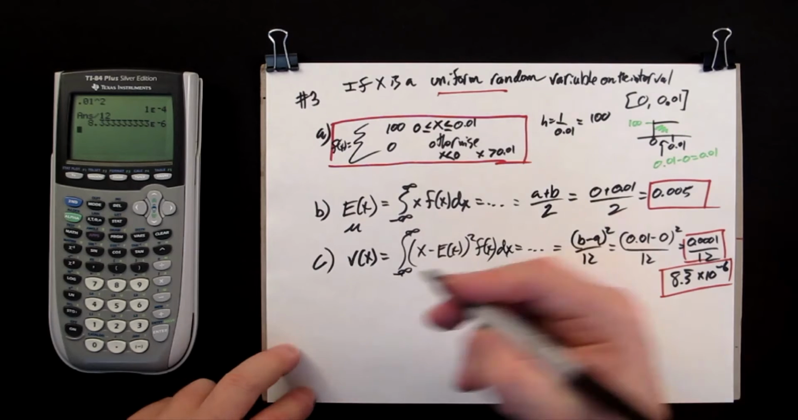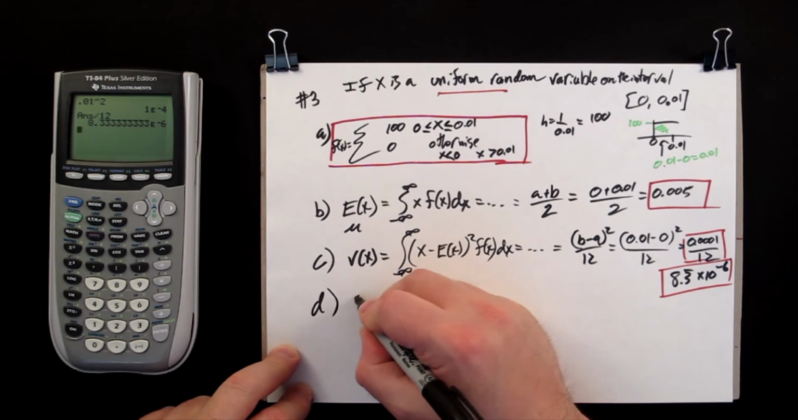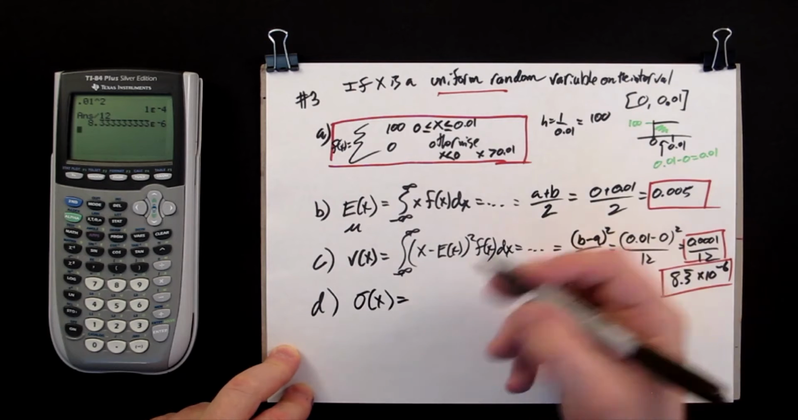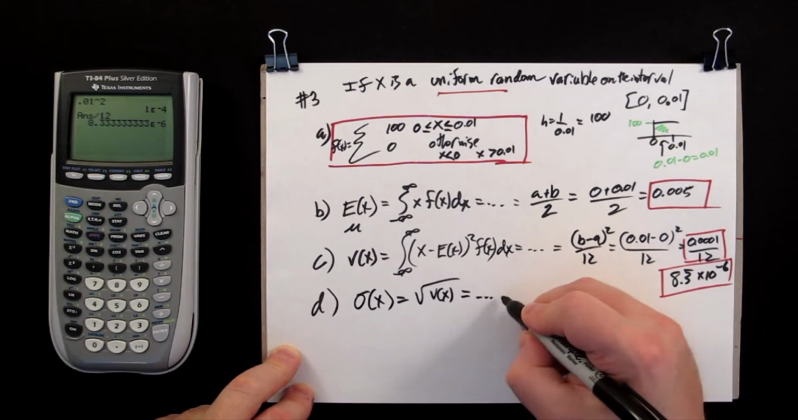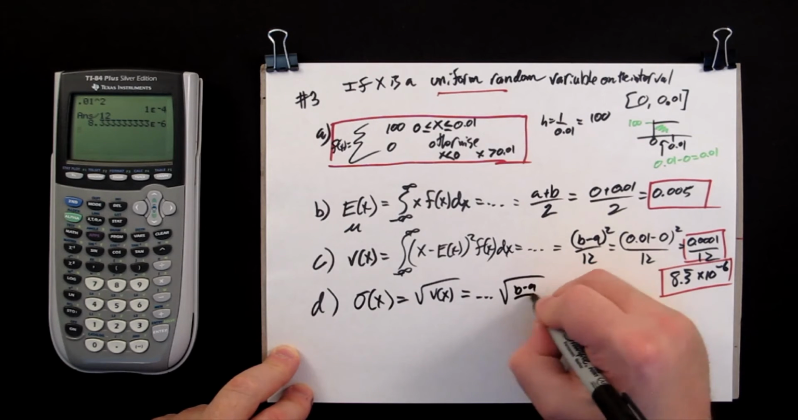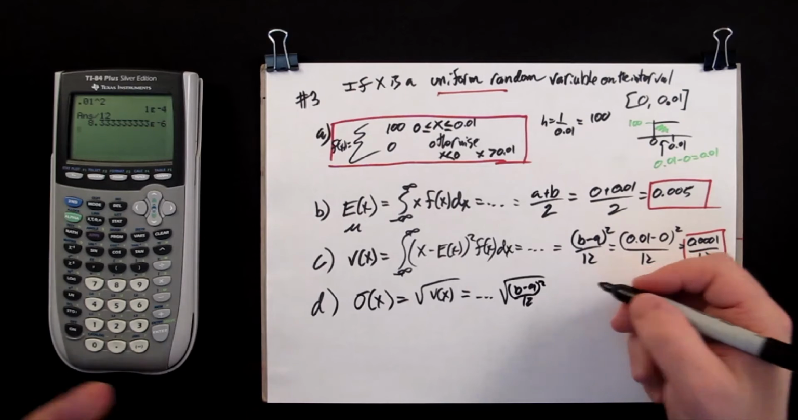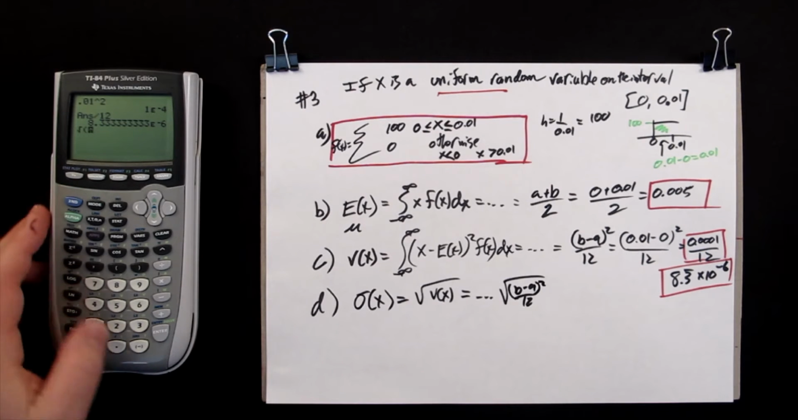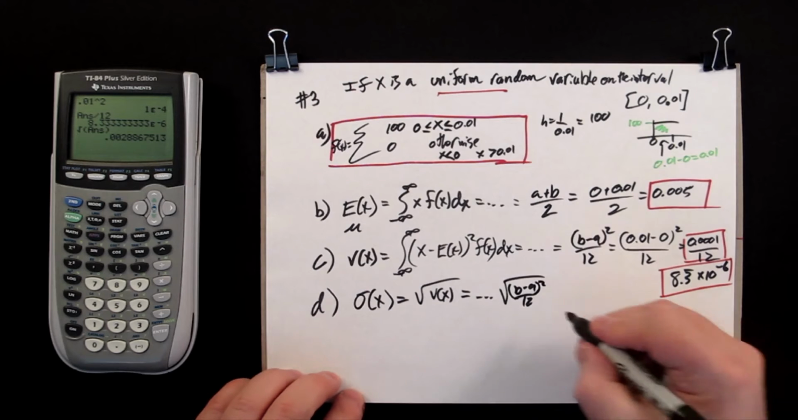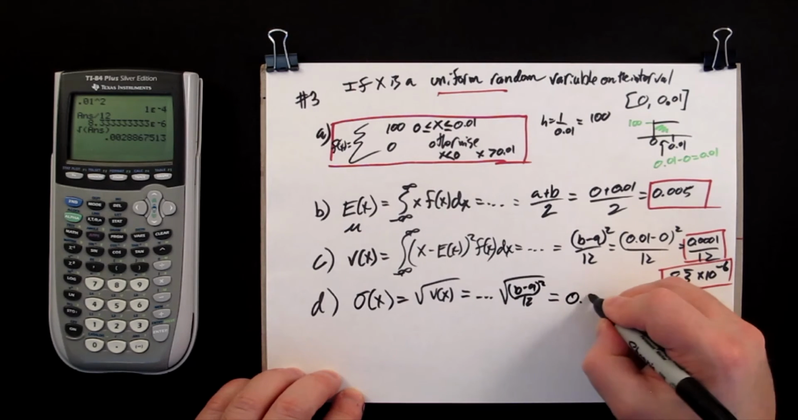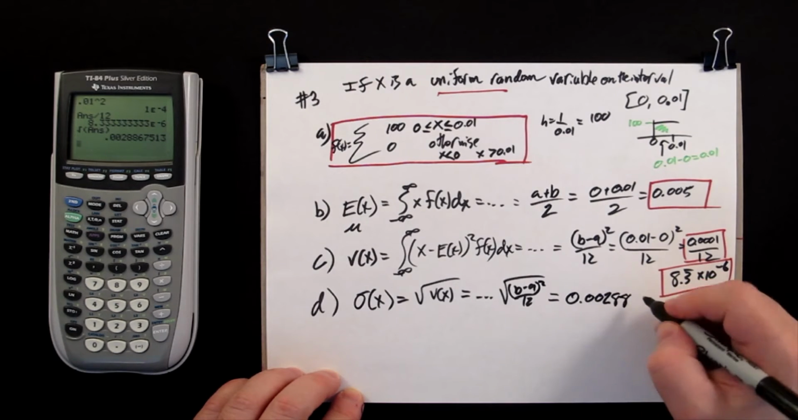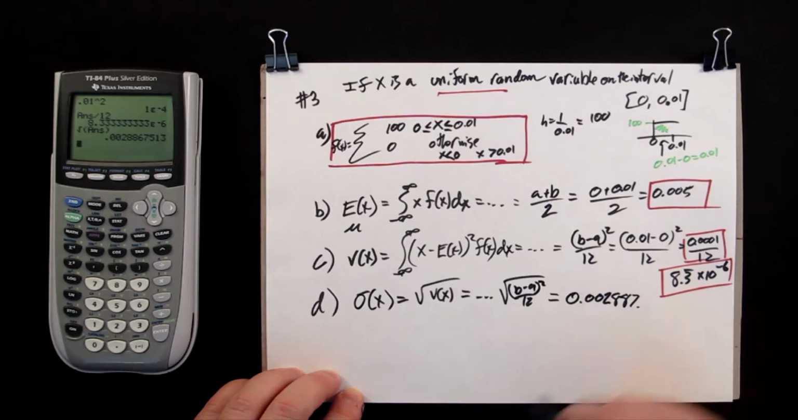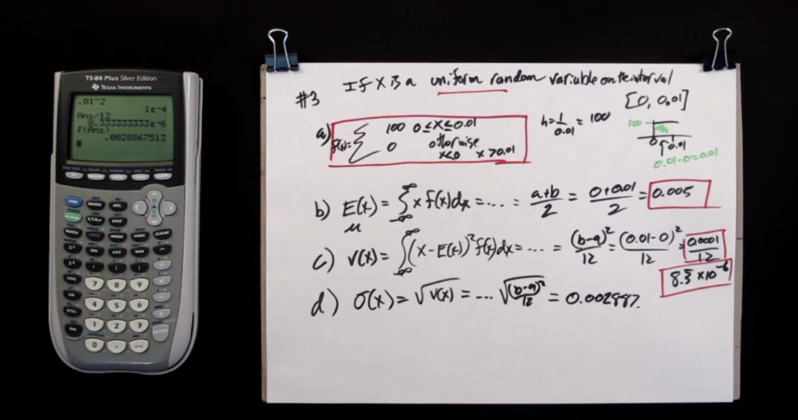Okay, and next, standard deviation. So you find the variance somehow, right, and then take the square root to get the standard deviation. Okay, so we have this formula, so it's the square root of b minus a squared over 12. So the square root of this result gives us 0.002887. Okay, rounded to 4 digits.